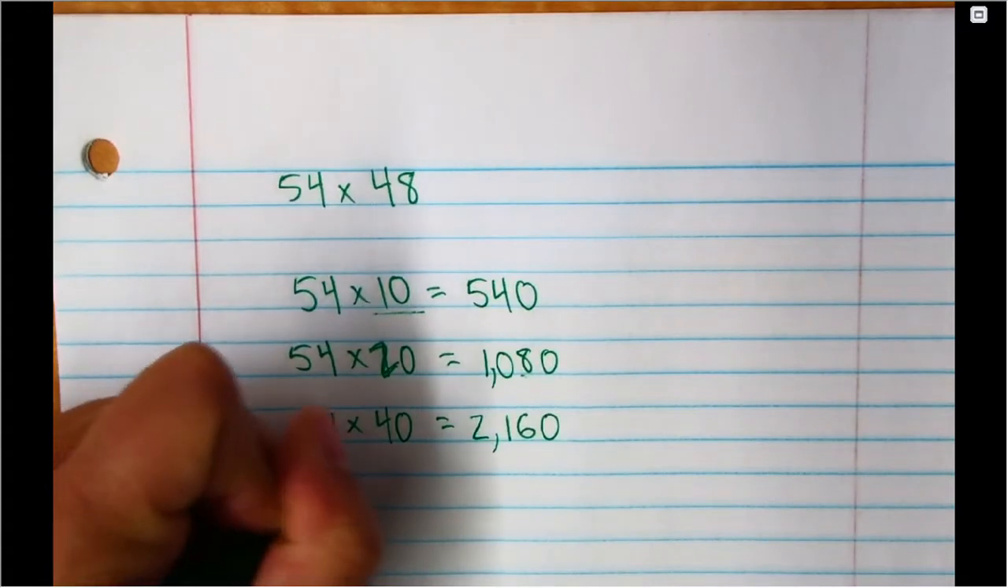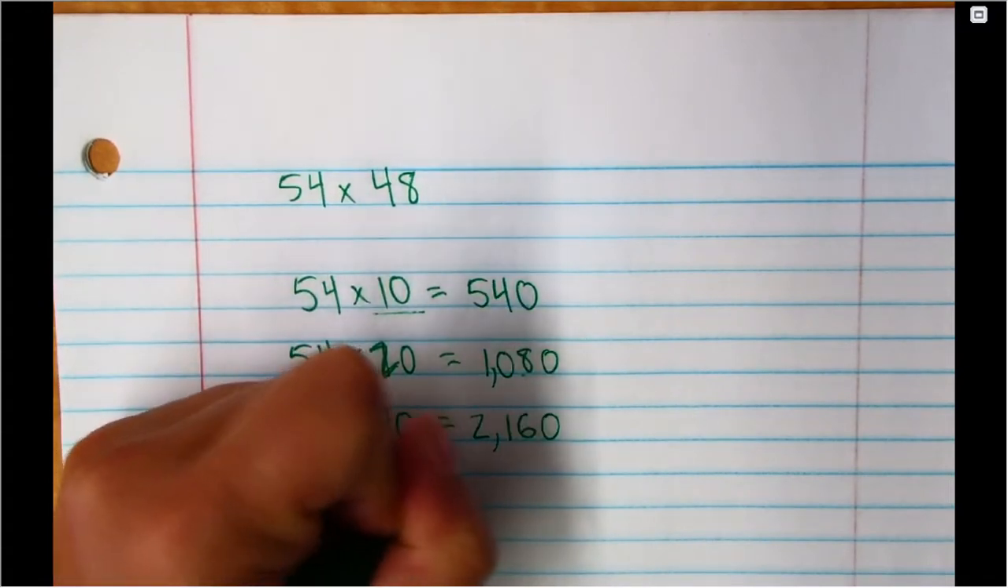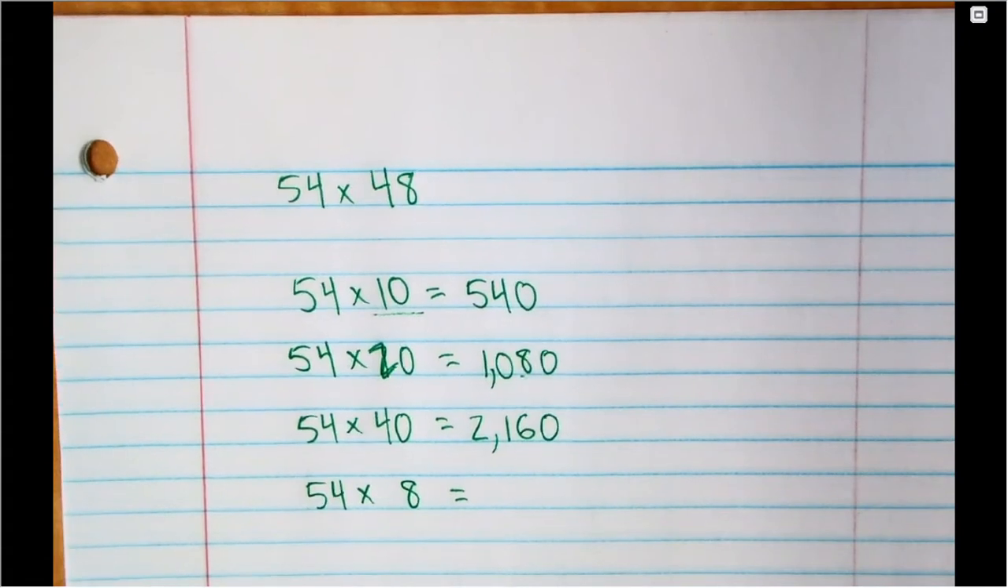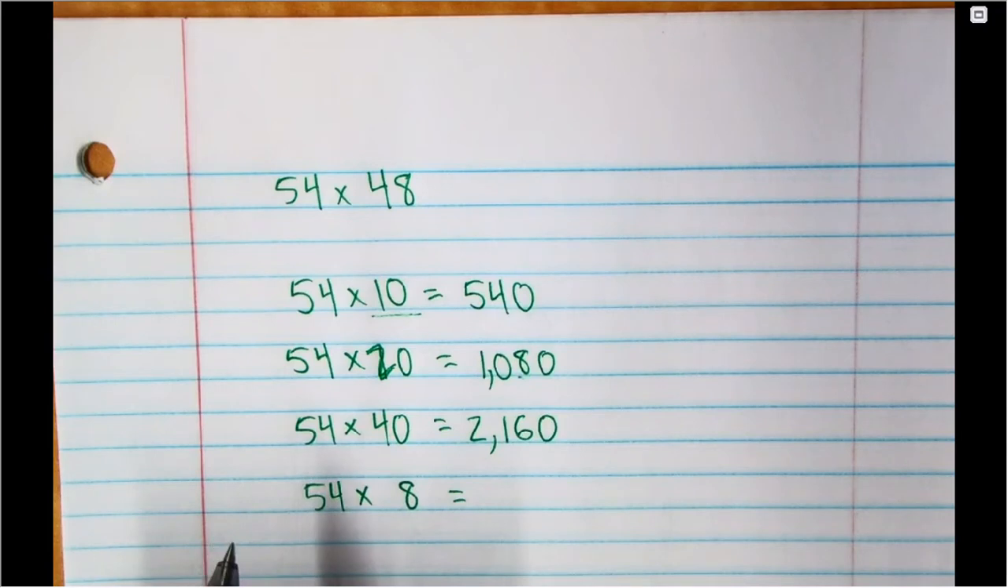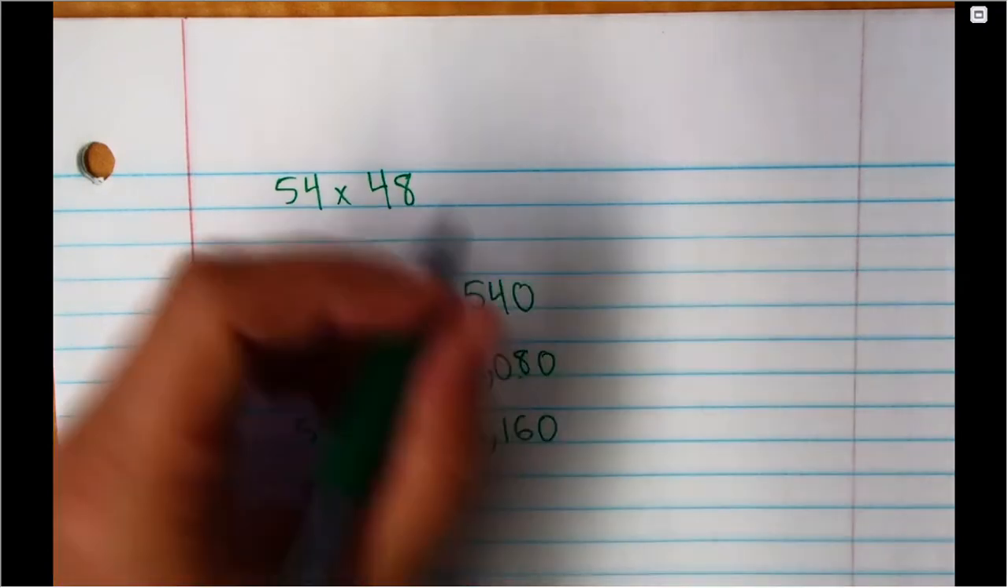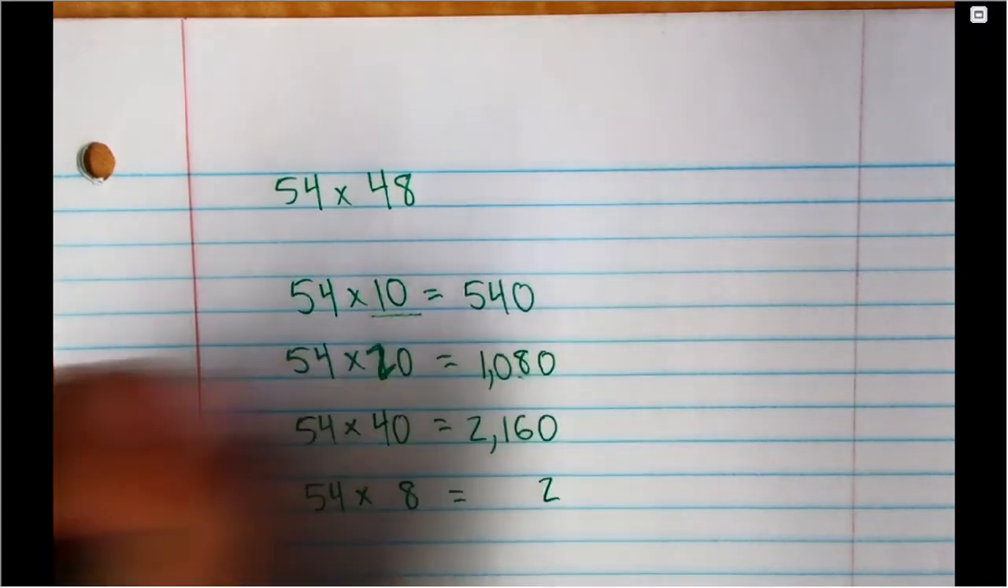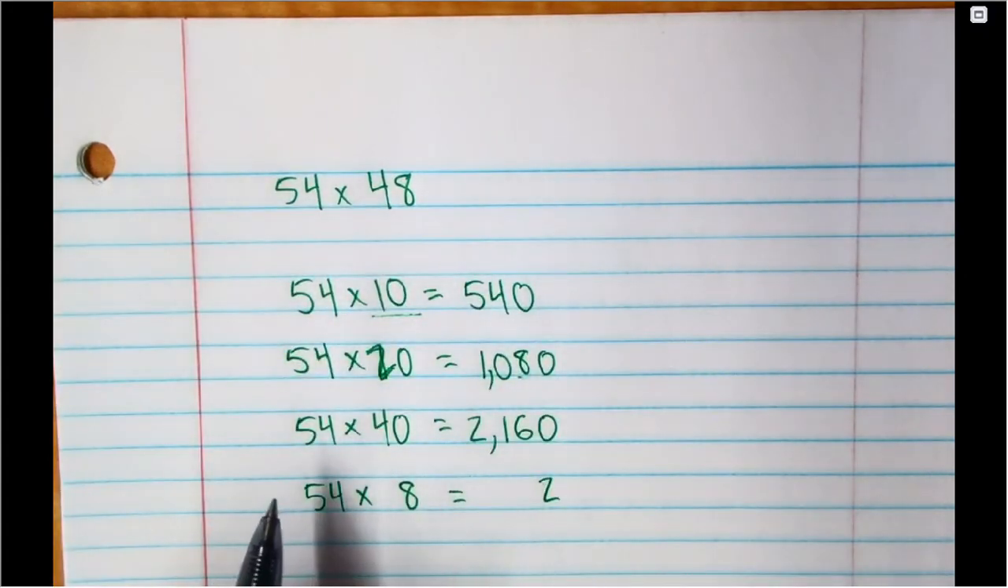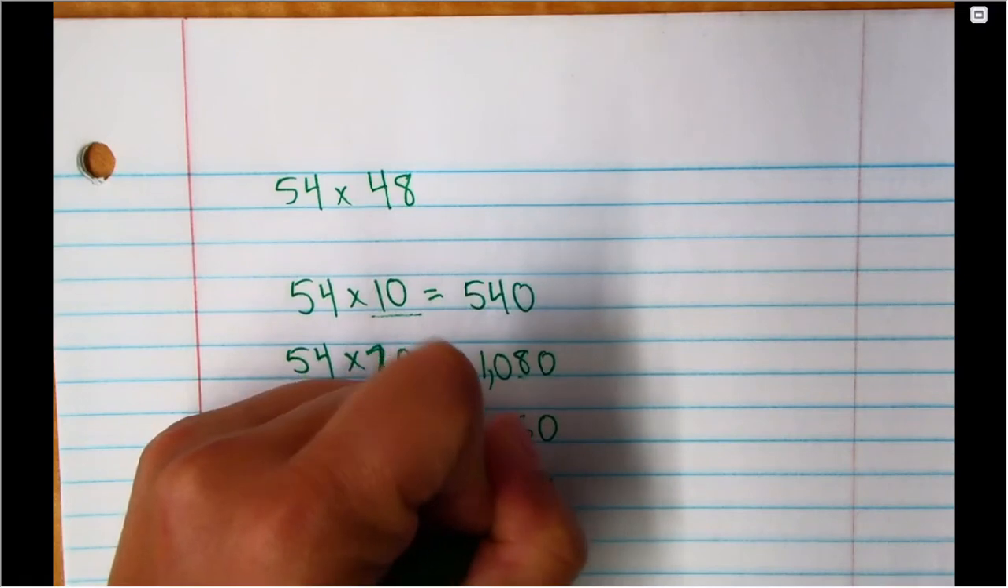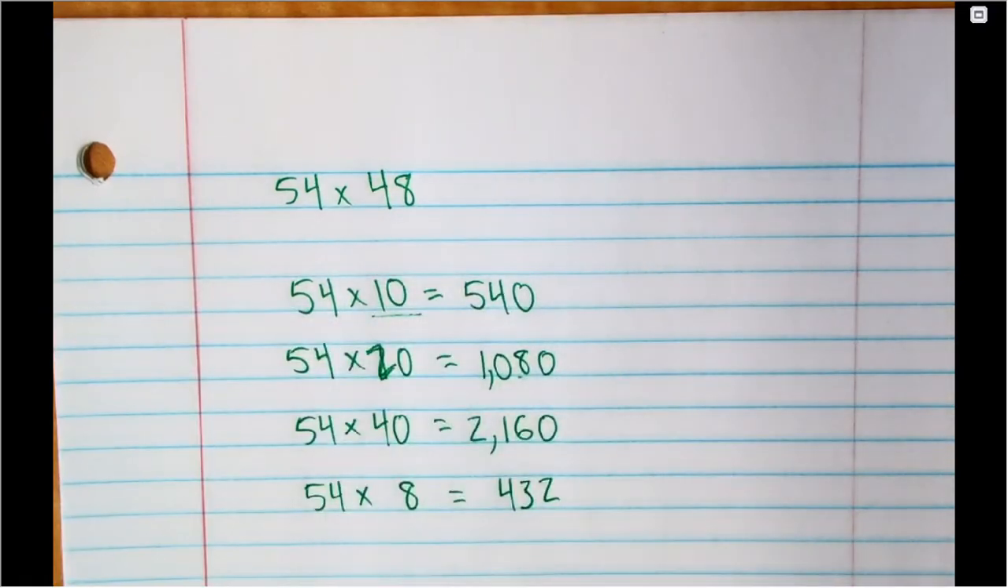So now I'm going to multiply 54 times 8. And when I multiply 54 times 8, well, I'm going to have 8 times 4 is 32. I would carry my 3 there, move my 3 over because it's in the 10 spot. So then I do 8 times 5, which would be 40, and then I add that 3. So I'm going to have 432.